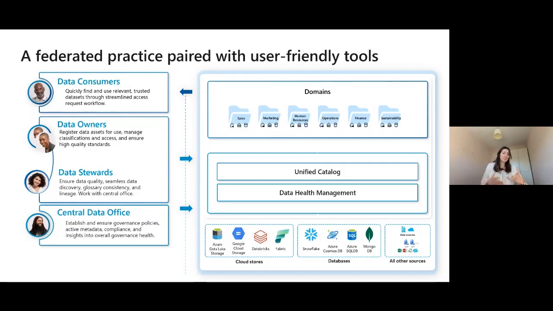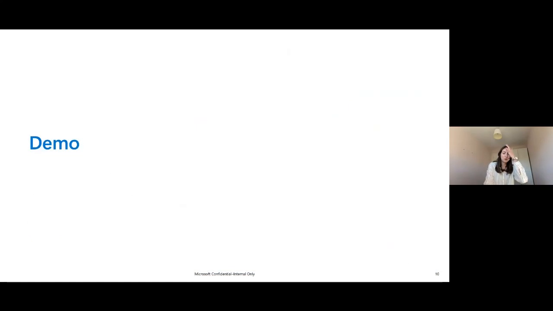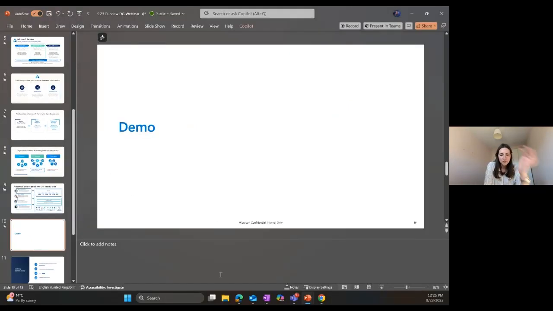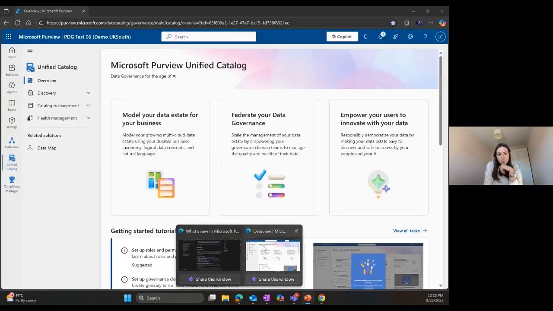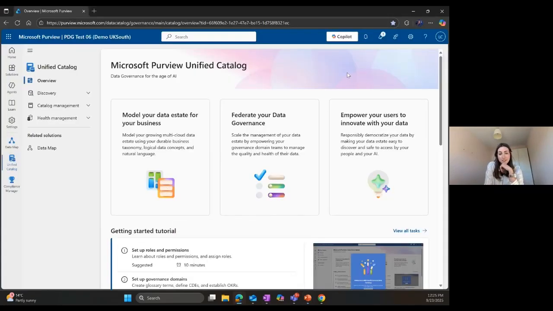That's Purview data governance in a nutshell, but I'm going to put this into practice by going through a demo and showing you folks what this actually looks like. So if I just pull up my data governance, this is the Purview Unified Catalog. We're within Purview and we've navigated to Unified Catalog. This is where a lot of your data governance is going to be taking place.